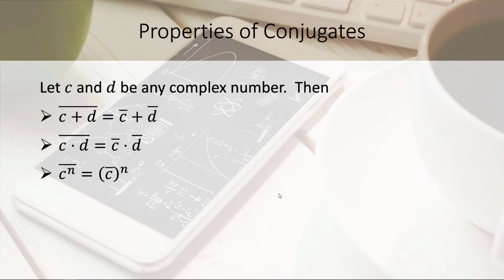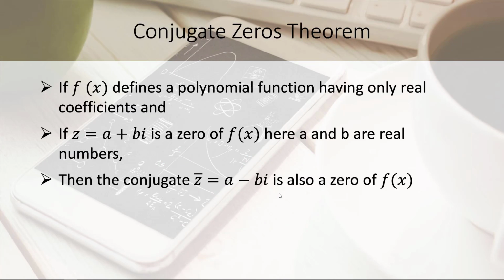And this brings us to, we're going to skip that one, the conjugate zeros theorem. And this is what the conjugate zeros theorem says. It says that if f of x defines a polynomial having only real coefficients, this only applies if the coefficients are real, then if this complex value z, a plus bi, whatever that is, is a 0 of f, then its conjugate is also a 0 of f.